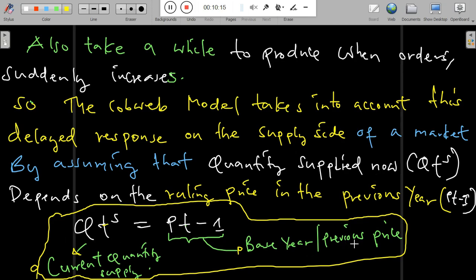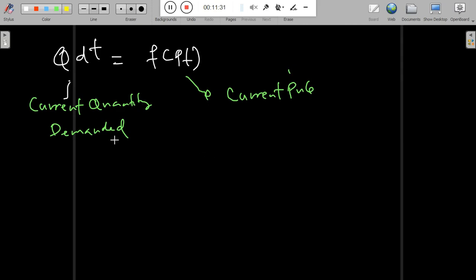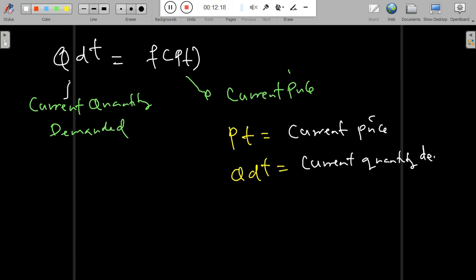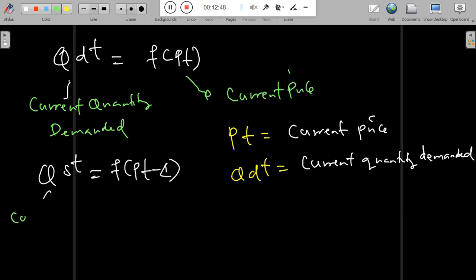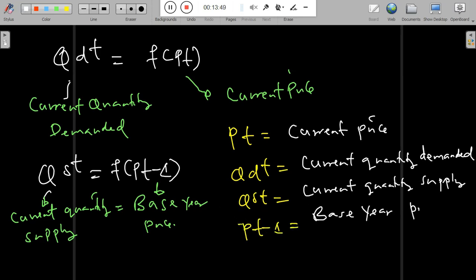Not only that, but also the current quantity demanded depends on the previous price. The current quantity supplied is called supply now, and the base year price is sometimes called the old price. So this means that what is actually produced now depends on the previous, old or past price of what was sold in the market at that particular time. But also another condition under the COBWEB model is that the current quantity supplied is a function of the base year price. So QST is the current quantity supplied, and PT minus 1 is the base year price.